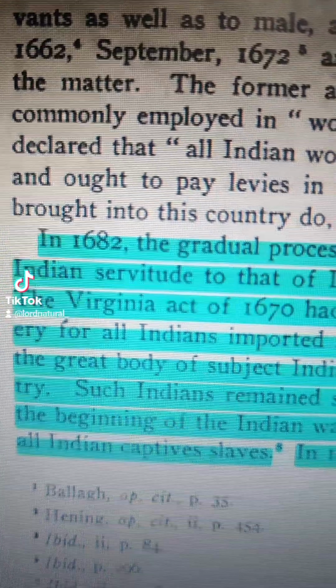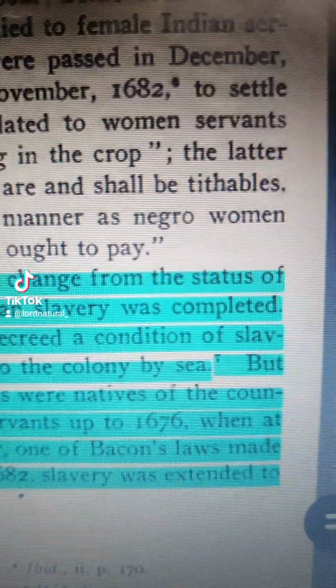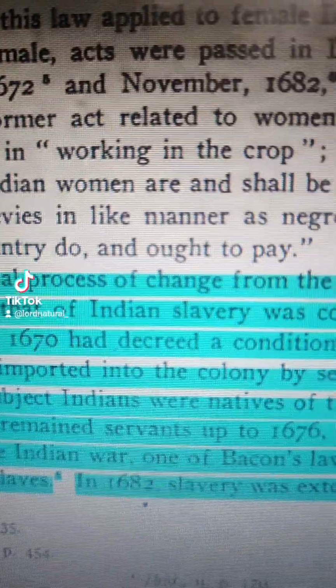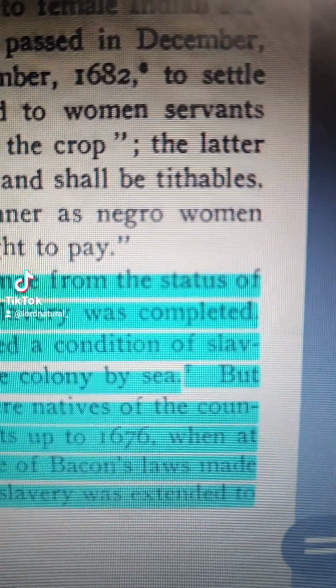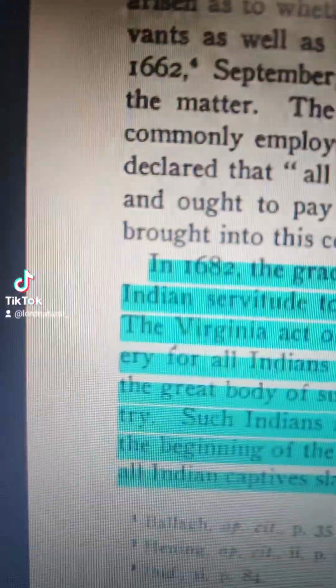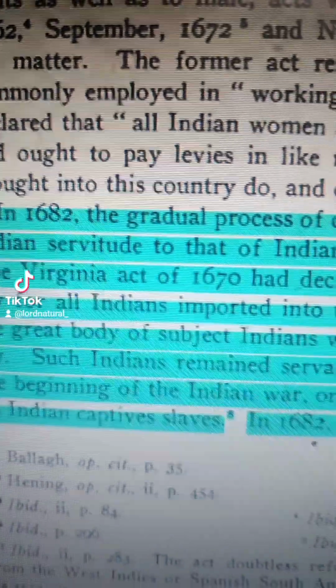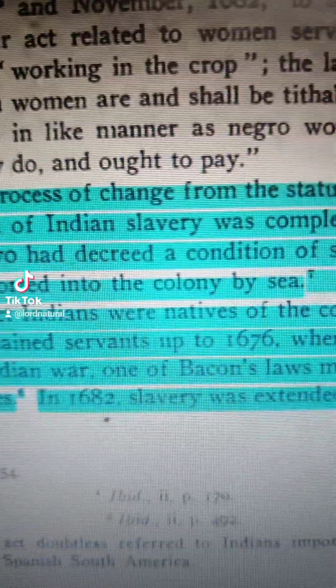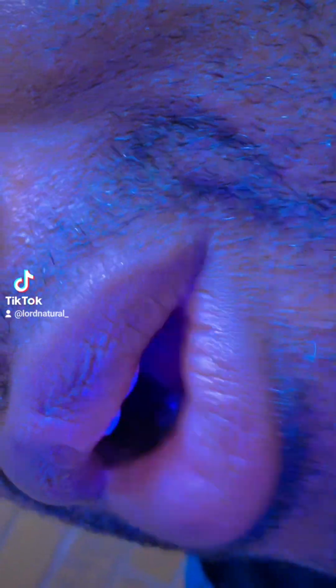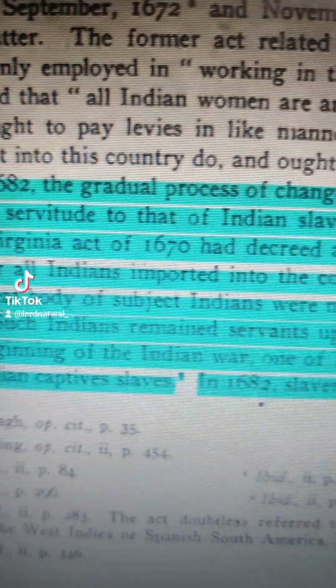In 1682, the gradual process of change from the status of Indian servitude to that of Indian slavery was completed. The Virginia Act of 1670 had decreed a condition of slavery for all Indians imported into the colony by sea. Wait a minute. So where were these Indians coming from, buddy? But the great body of subject Indians were natives of the country.